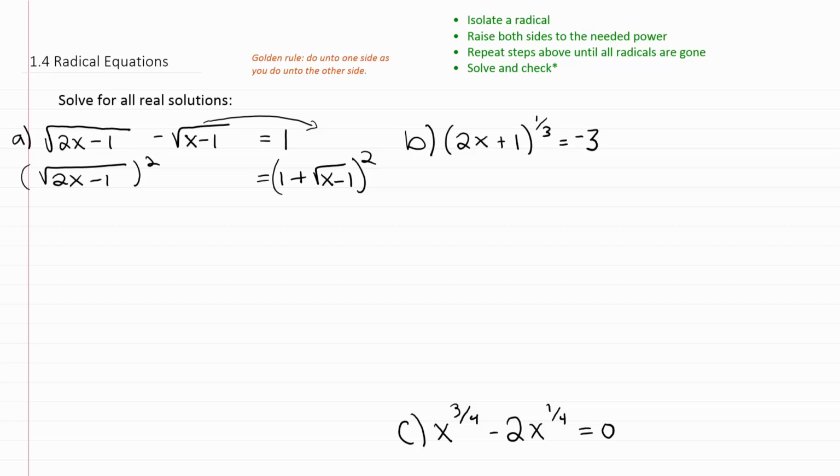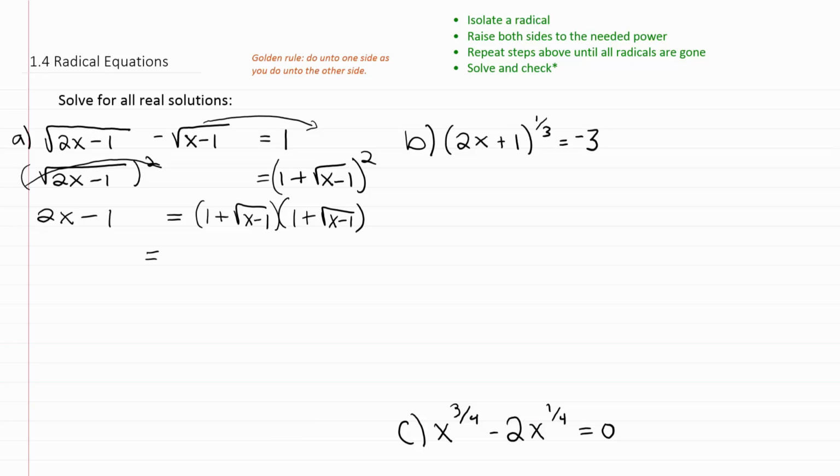And when I do that, what's going to happen is the radical on the left here will cancel out, just giving me 2x minus 1, and that'll be equal to, and I'm going to actually have to expand that out. So I'll write it as 1 plus the square root of x minus 1 times 1 plus the square root of x minus 1. Now let's go ahead and FOIL that.